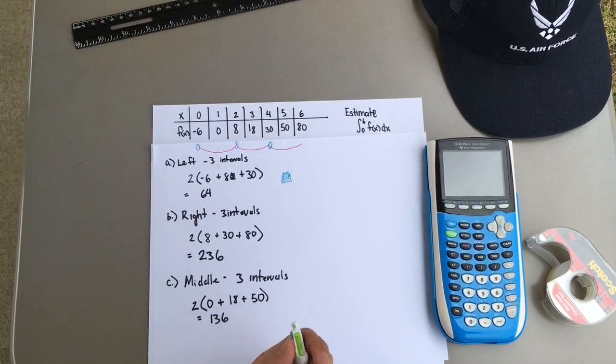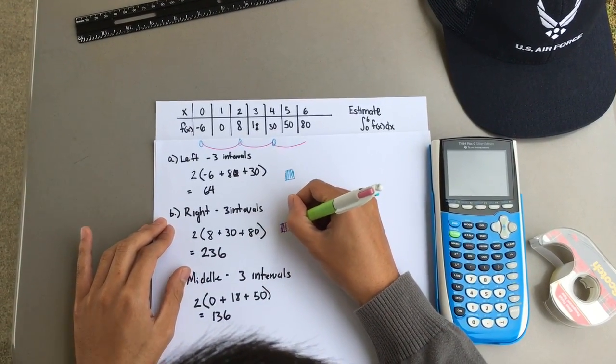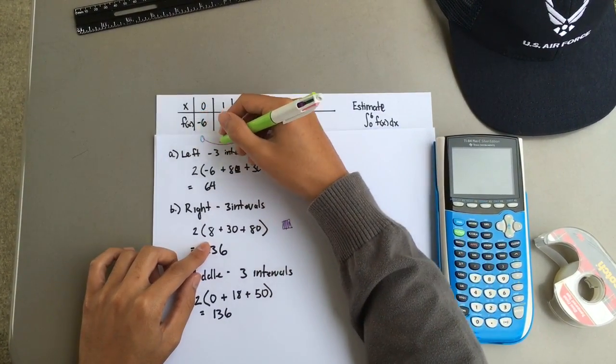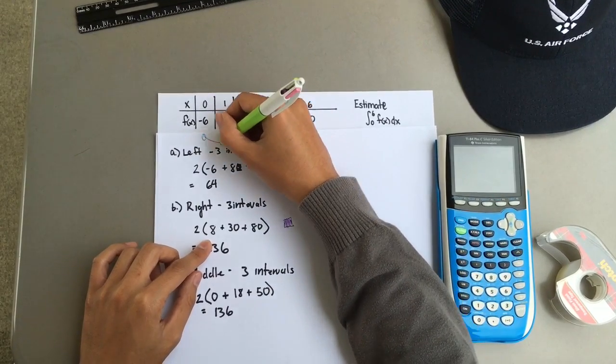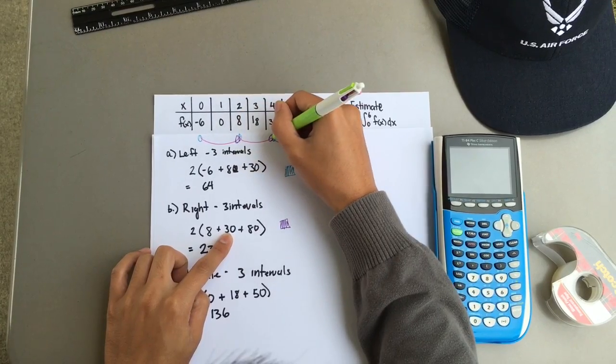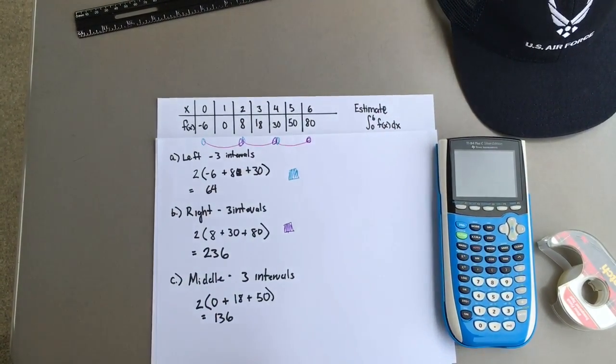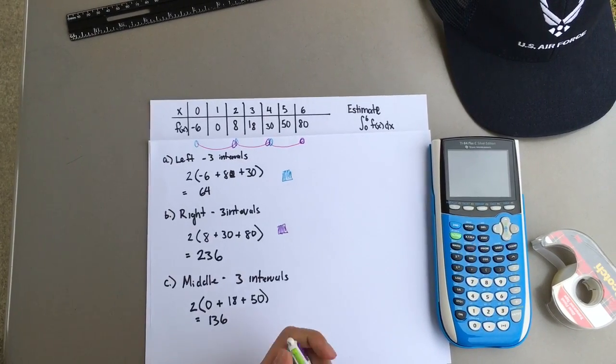For the next, to differentiate the right, I'm going to use purple. So I can grab the right of here. This will be the right of this interval. 30 will be the right of this interval. And 80 will be the right of this interval. See? And for midpoint, it's a little easier.